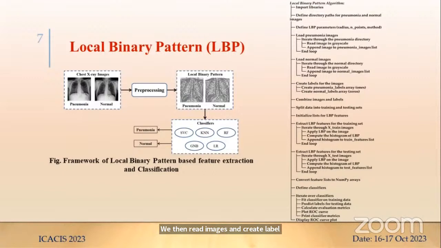We combine image list and label list to form an input data. We split the data into training set and testing set. We extract LBP features from training set. Using this, we apply LBP algorithm on all images. We compute histogram of LBP patterns. We append histogram to testing feature list.